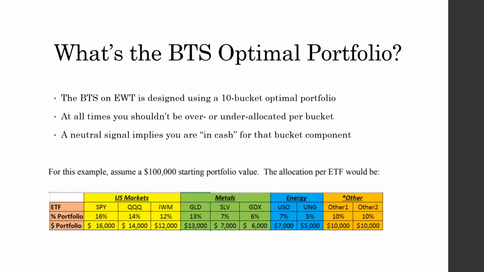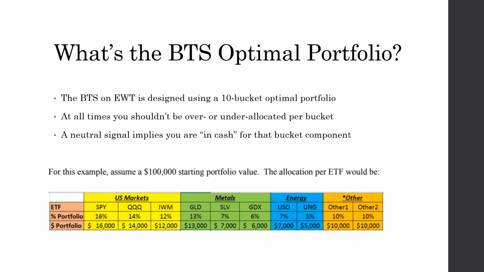Fantastic question. So the other buckets are basically set up to use standard things like SMH and XBI, which are actually two active signals we have now, and they are technically part of the other bucket. But I also have GBTC, which would technically be an other as well. I also have FCG right now. So I really have four other signals going on right now.